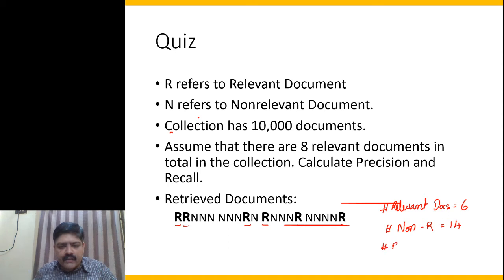So the number retrieved equals 20 and our collection size is 10,000. All right, so these are given to us, and there's also another important piece of data that is given to us, that there are in total 8 relevant documents, right? So if there are 8 relevant documents in our system, and we have only retrieved 6 of them, then how good is our recall? Our recall is simply 6 over 8, right? There are 8 relevant documents, but we retrieved only 6.